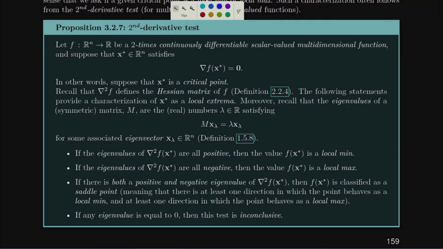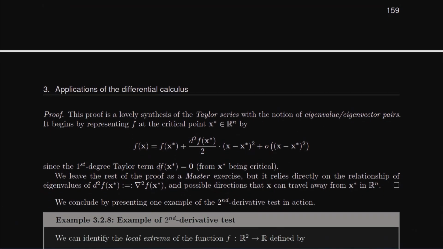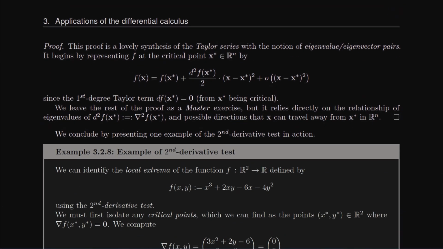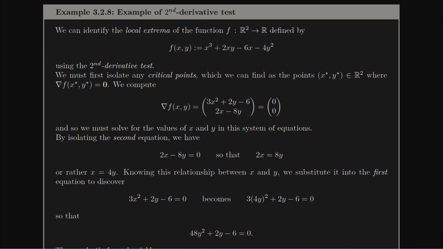And then finally, I do want to cover the last bullet point to the second derivative test, which says that if any eigenvalue is equal to 0, the test is going to be inconclusive. So at least the directions in which the Hessian matrix behaves like 0, then you're neither concave up nor concave down necessarily, and you need some more information. So we're just going to do one example of the second derivative test because it goes pretty quickly.